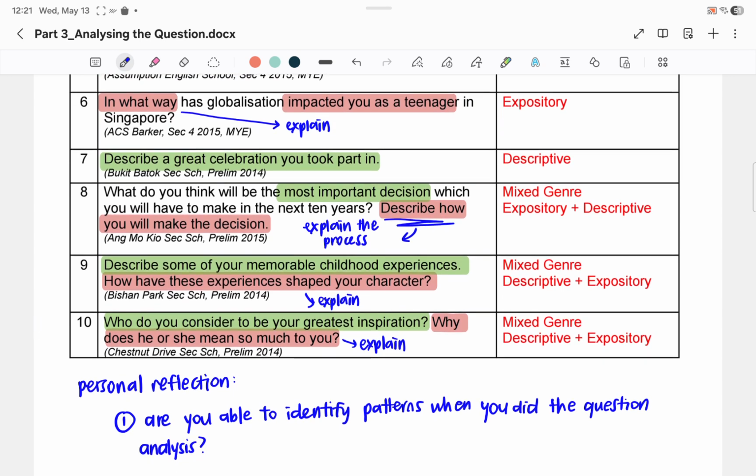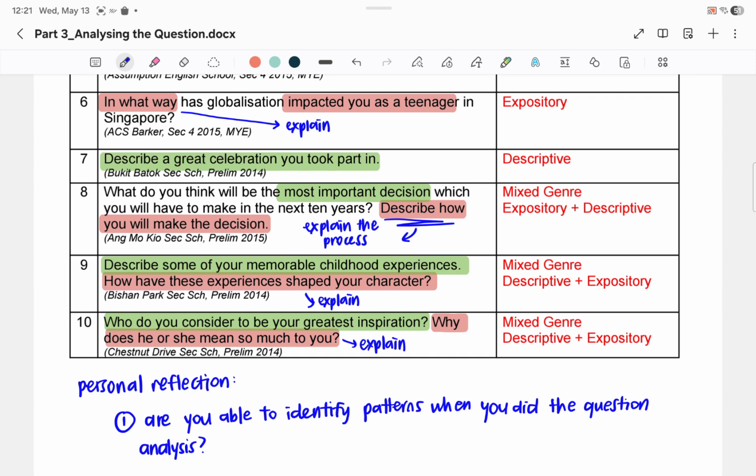I hope you can write down the answer to this. Were you able to identify patterns when you did the question analysis? Are you able to see a pattern in how the question is being phrased? So if you're able to do that, then that's good because you are a little bit more sensitive to how the question is asked. You are better able to analyze the question without teacher's help.